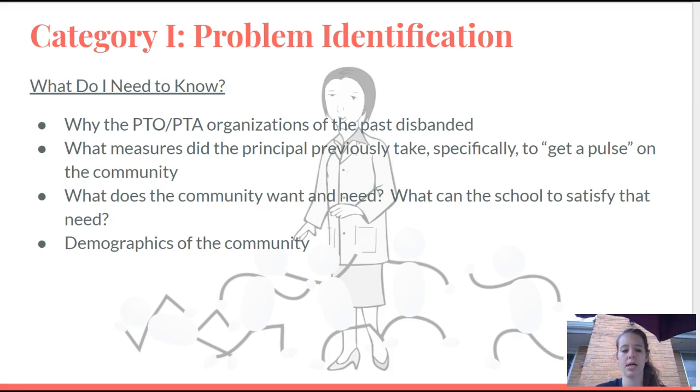I think it'd be interesting and necessary to know the demographics of the community, if there's any particular industry that the school could partner with the community, that we could collaborate about and highlight or enhance.